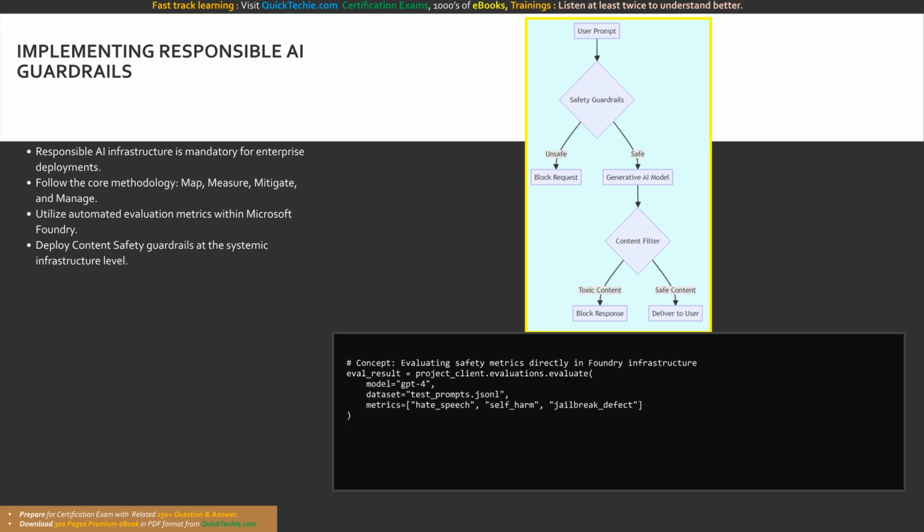See you next time. This code demonstrates the crucial measurement phase of responsible AI, executing automated evaluations against a test dataset to forcefully verify that your systemic safety guardrails perform effectively. This critical safety workflow visualizes how infrastructure-level guardrails actively intercept unsafe prompts before inference and meticulously filter out any toxic model responses before delivery to the end user.